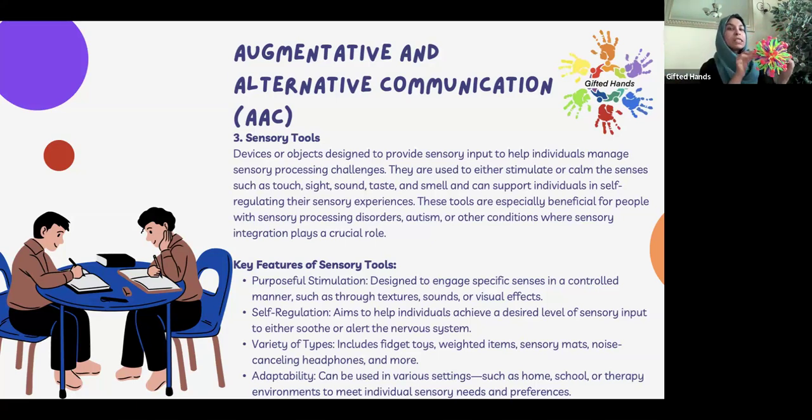So this is small. What is this? Small. This is big. Small, big. So give it to the child once you're done explaining it to the child. Give it to the child as well.